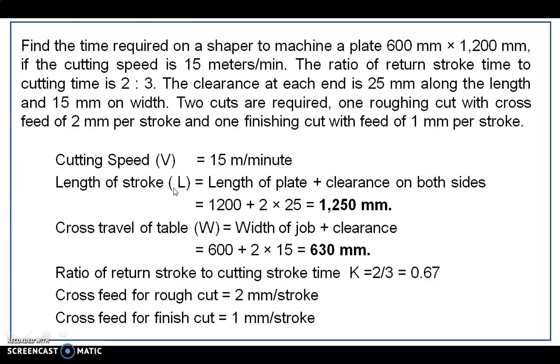Find the time required on a shaper to machine a plate of 600 mm by 1200 mm. Here 600 is the width of the plate, 1200 is the length of the plate. The cutting speed is 15 meters per minute, and the ratio of return stroke to cutting stroke is 2:3. So the K ratio of return stroke to cutting stroke time, K equals 2 by 3, which is nothing but 0.67.